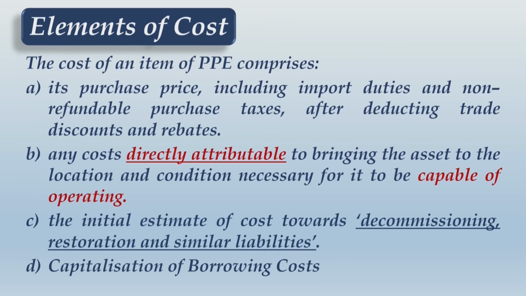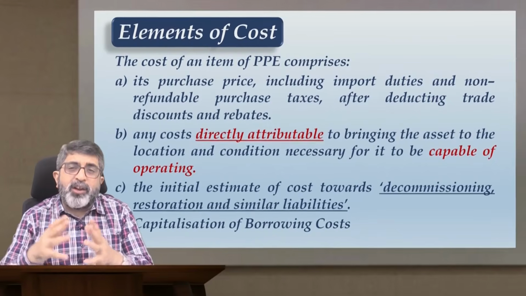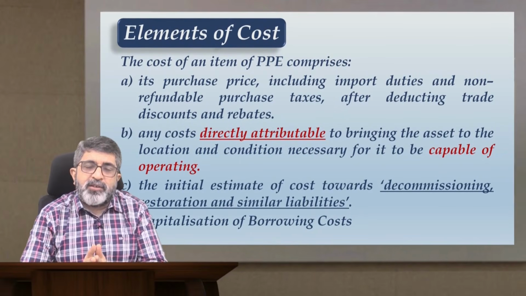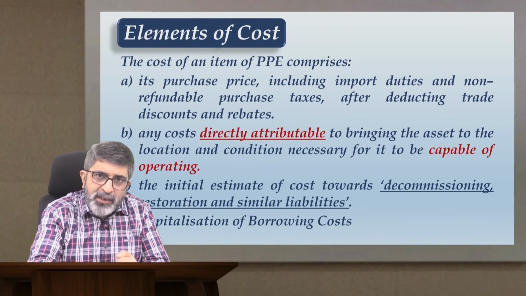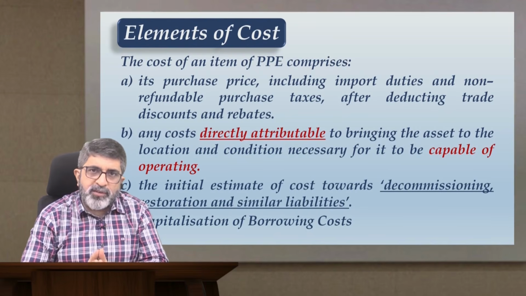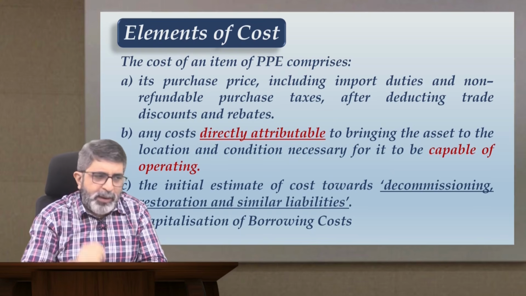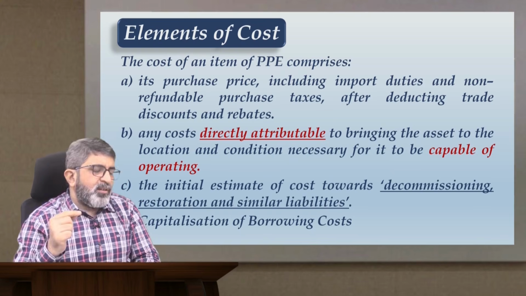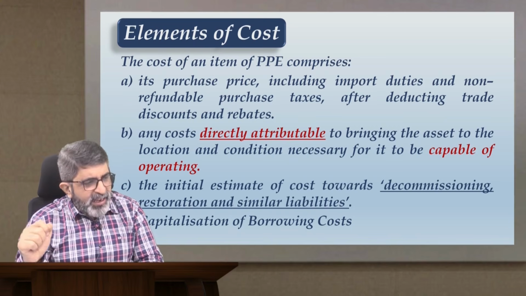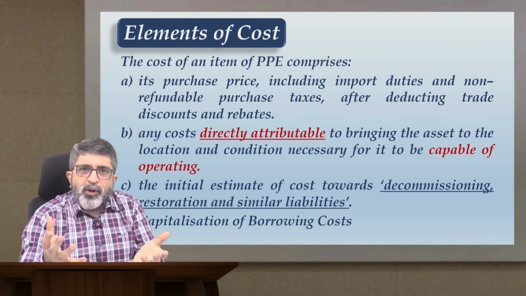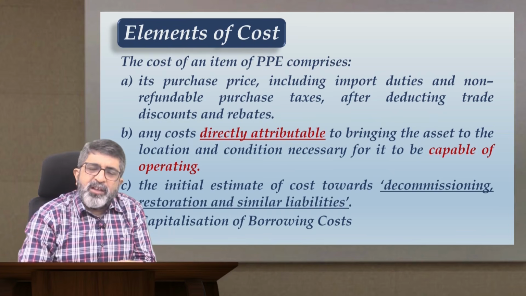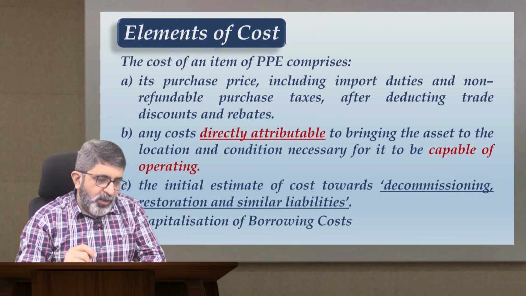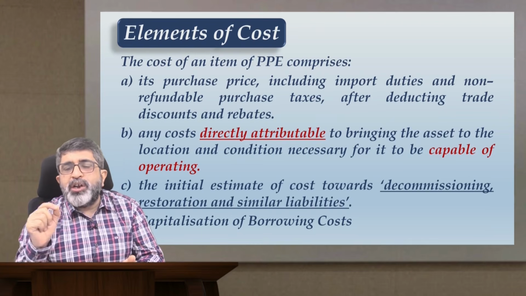Now before you write up this whole thing, let me give you the precise explanation required for what is to be included within cost. When we say that you should be able to measure the cost reliably, but what should be included in the cost? Let us crack it one by one. The first clause over here, A, indicates the purchase price. Of course, if you have purchased an item of property, plant and equipment, its purchase price is the part of the cost. Then, including import duties.